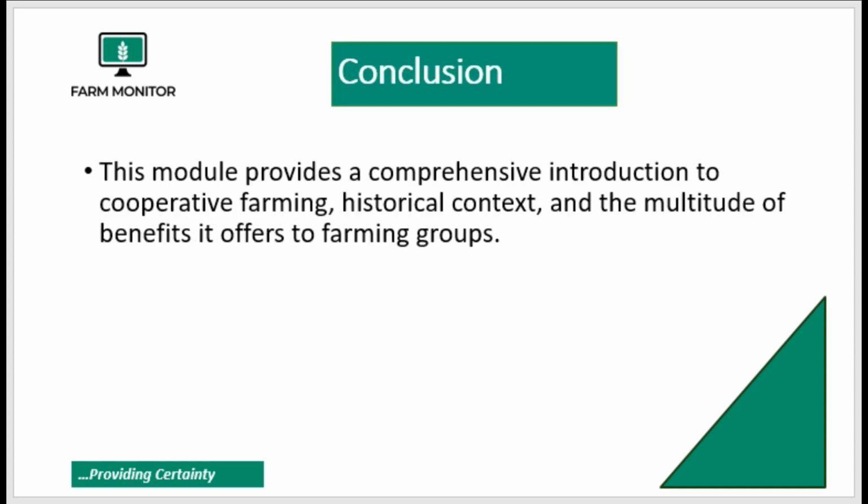So in conclusion, this module provides a comprehensive introduction to cooperative farming. We gave a historical context, and the benefits that cooperative farming offers to farming groups.